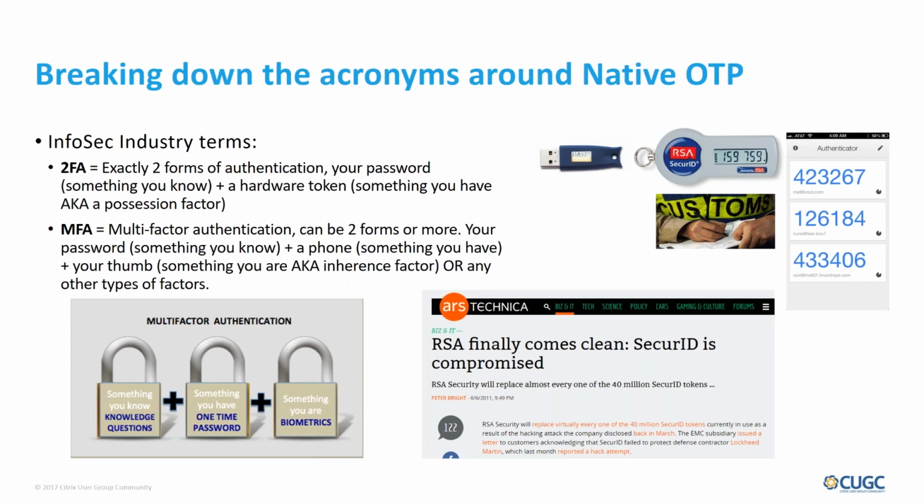The other term that you need to understand is multi-factor authentication. Multi-factor authentication just means it can be 2 forms or more. Okay, so 2FA is actually a form of MFA because it's 2 forms. It's a password, something you know, phone, something you have, or like a thumb, or even like Windows Hello, you can use your face. There's different ways that you can chain factors together, and you can have an unlimited number of factors. But that's essentially what MFA is, 2 forms or more.